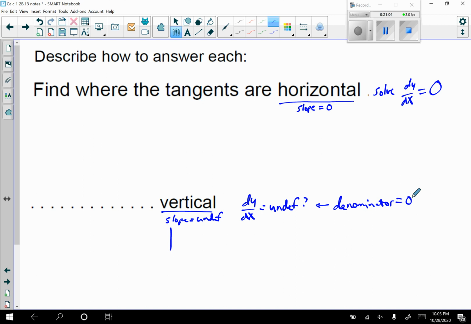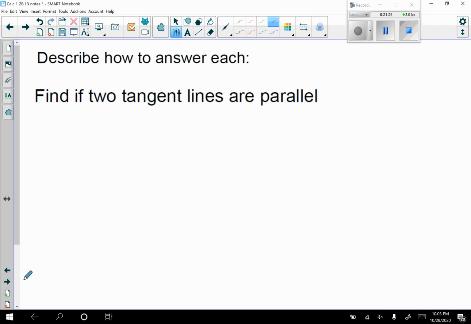Now, in both of these, you might solve to get 0, and one variable will be solved for. If you need points, you need both. You'll need to go back to the original equation to find the point. So look very carefully. It asks where or find the points, means you need both x and y. Always the original equation to find x and y.